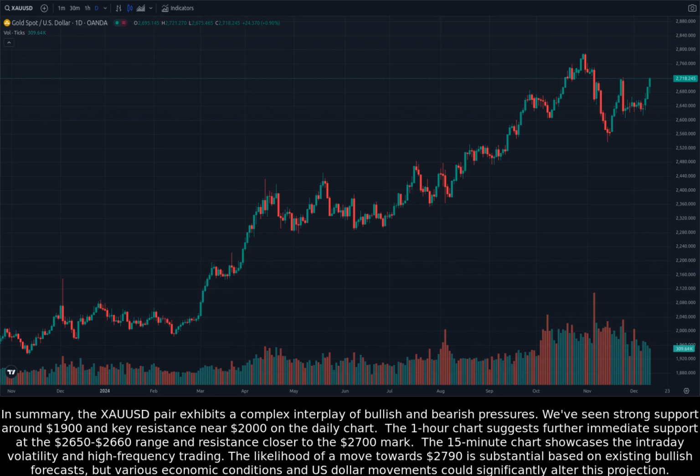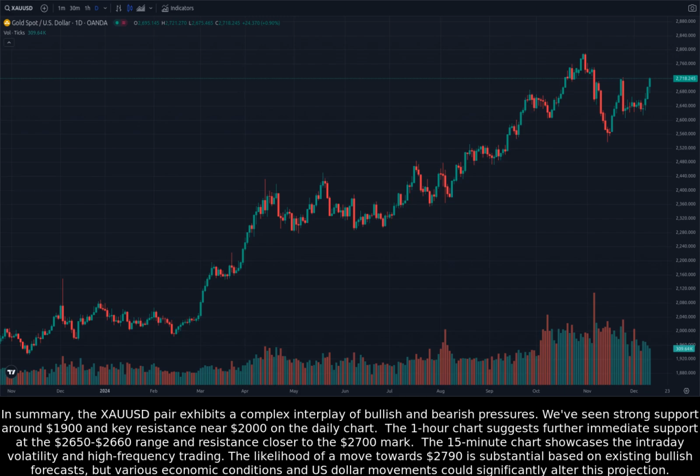In summary, the XAUUSD pair exhibits a complex interplay of bullish and bearish pressures. We've seen strong support around $1,900 and key resistance near $2,000 on the daily chart. The 1-hour chart suggests further immediate support at the $2,650 to $2,660 range and resistance closer to the $2,700 mark. The 15-minute chart showcases the intraday volatility and high-frequency trading.